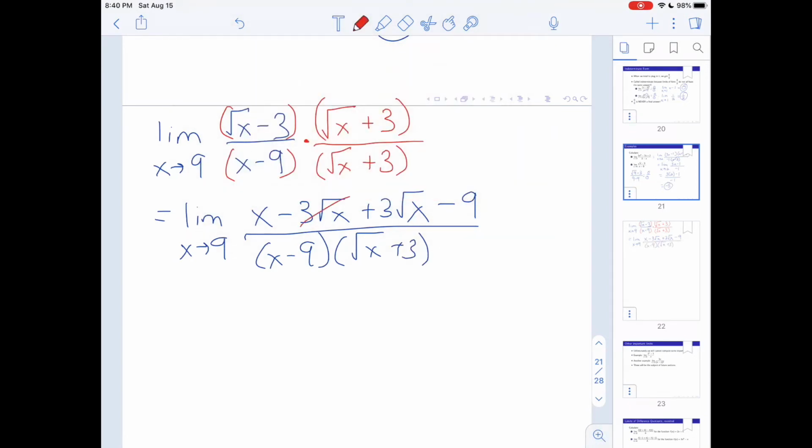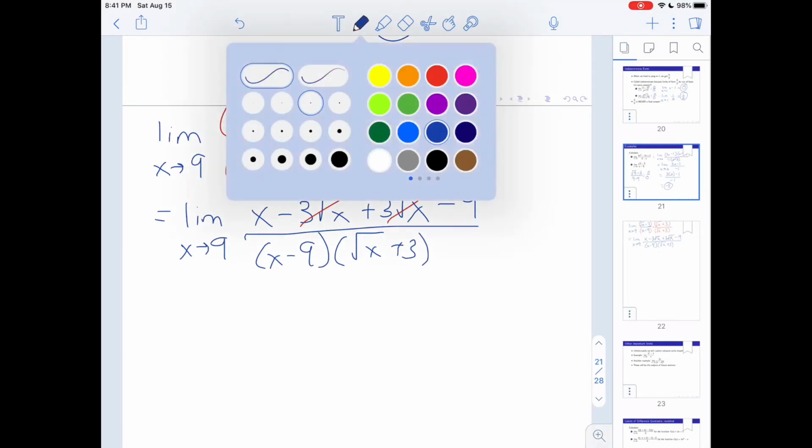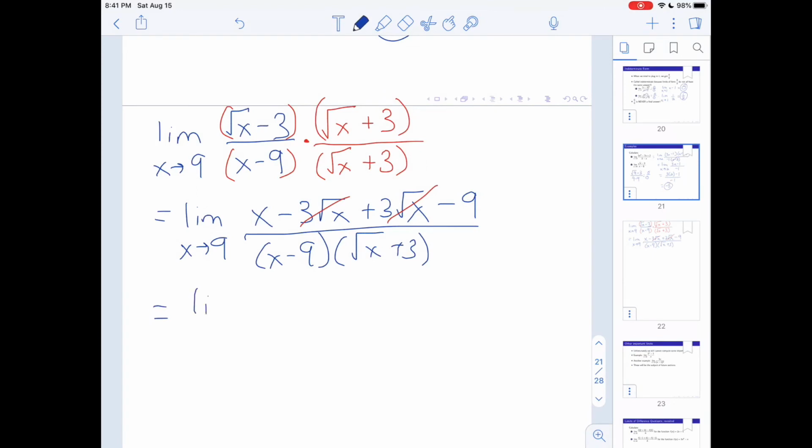So this minus 3 and plus 3 square roots of x, those cancel out. And that's a good thing now, because it means that what I have left is just x minus 9. And oh look, there's an x minus 9 in my denominator. That's why I didn't want to multiply the denominator out, was I knew I'd be able to cancel these after a bit.